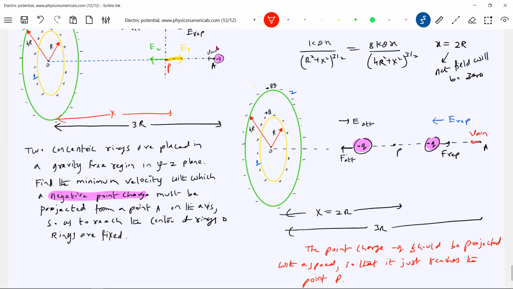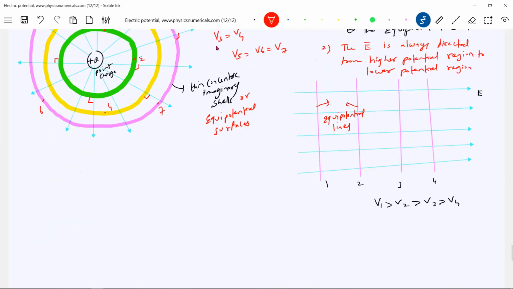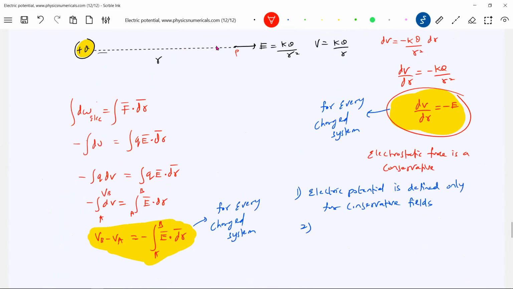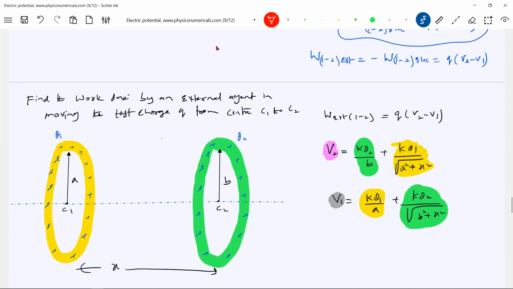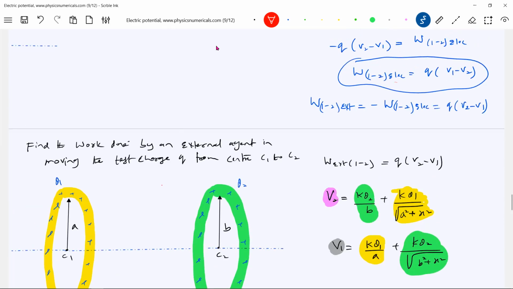So now I should apply the conservation of mechanical energy between point A and P. The problem will be solved. I need not talk about the point O. For that, we should calculate the potential at points A and P. Now the electrostatic force will do work. If you can recollect, we have derived some equations, no? Work done by an electrostatic force in moving a charged particle from 1 to 2 should be Q(V1 minus V2).